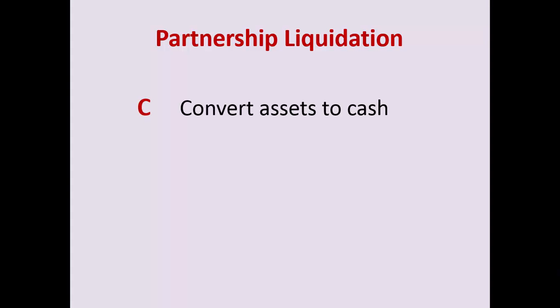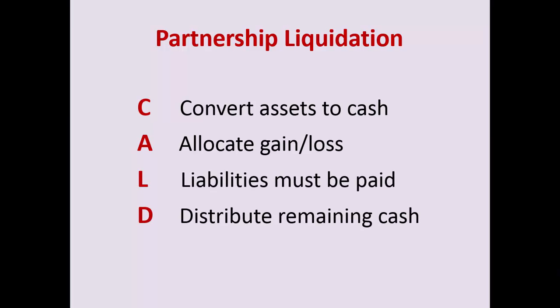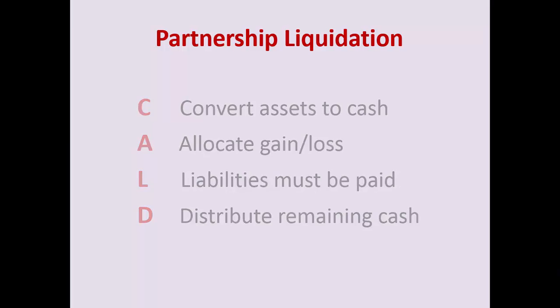So just a memory trick. C, convert your assets to cash. A, allocate gain or loss. L, your liabilities must be paid. And then D, distribute the remaining cash. So if you remember CALD, C-A-L-D, this is the proper order of how to close a partnership.